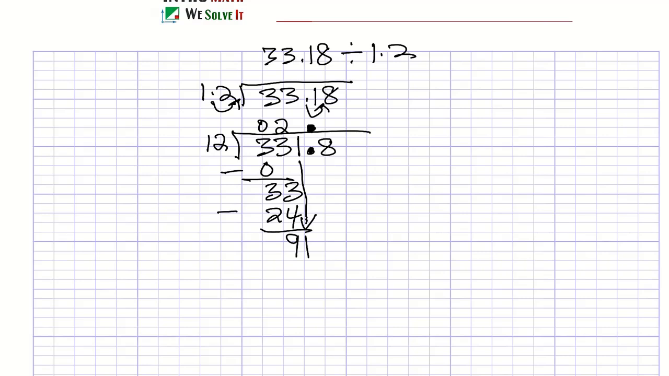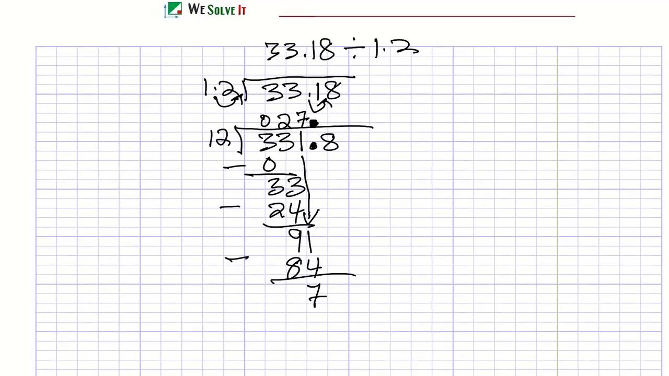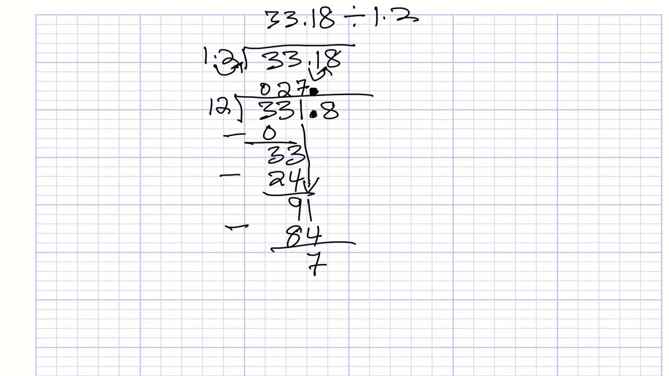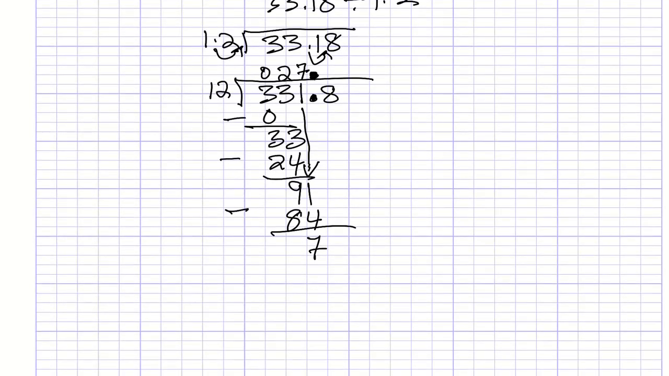12 can divide 91, but it can only divide 84. It divides 84 and you get 7. So you put the 7 on top of 1. 7 times 12 is 84. You put 84 here and subtract, you get 7. Put the subtraction sign here. And then you keep going. You bring down 8. Even though the decimal is there, don't let it disturb you. Just keep bringing the digits down.